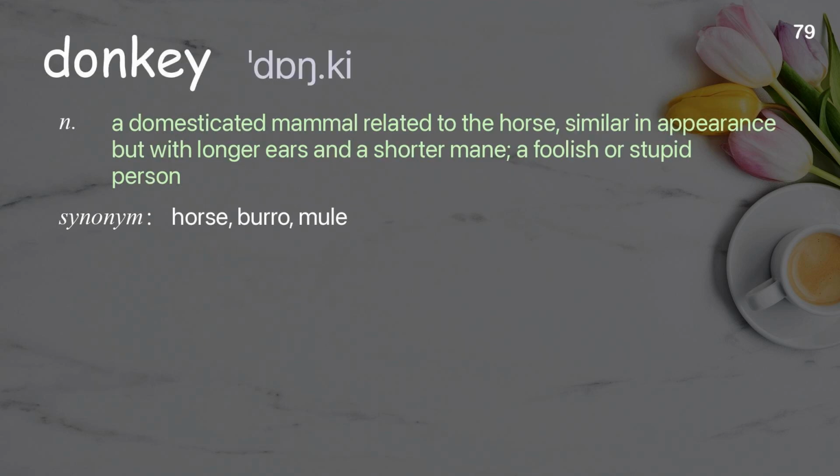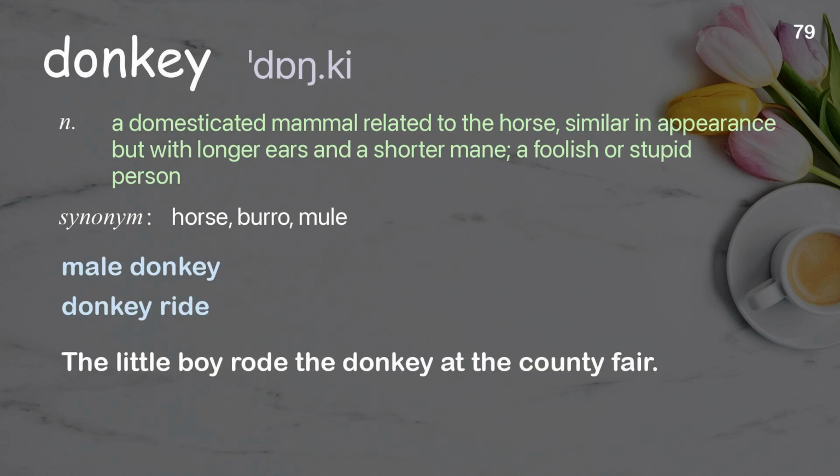Donkey. A domesticated mammal related to the horse, similar in appearance, but with longer ears and a shorter mane, a foolish or stupid person. Examples: Male donkey, donkey ride. The little boy rode the donkey at the county fair.